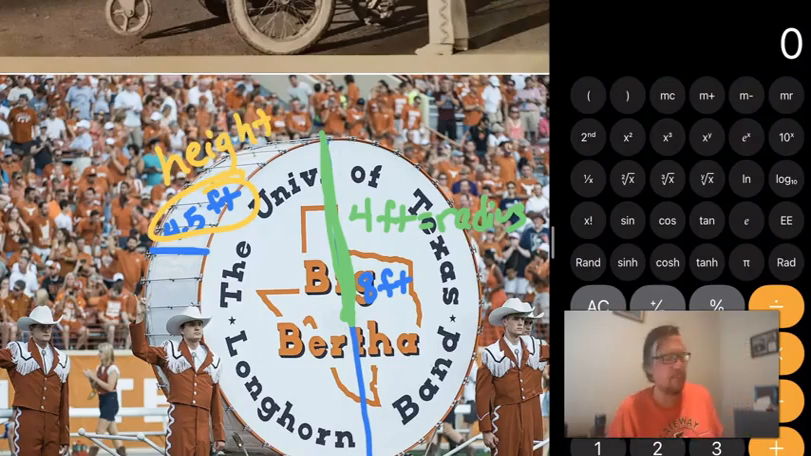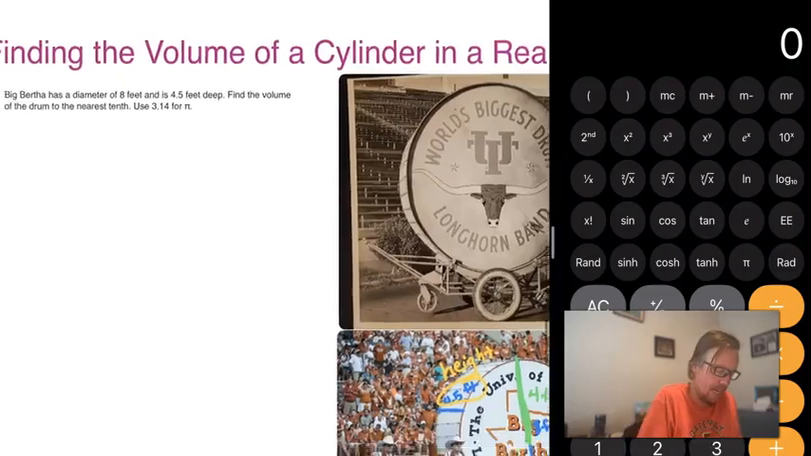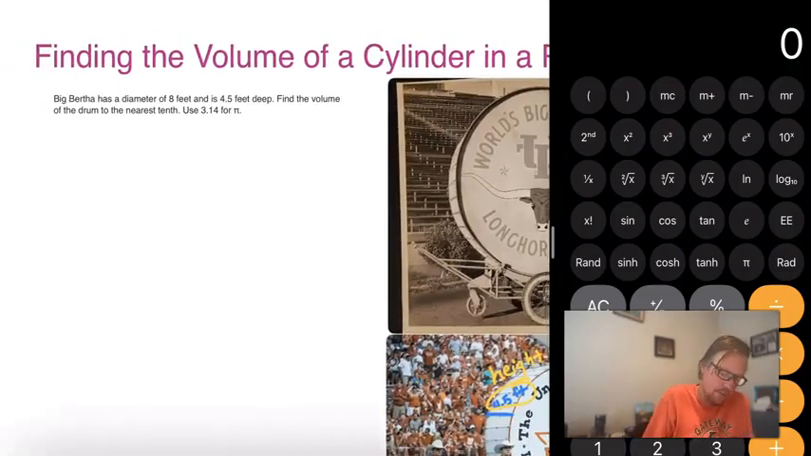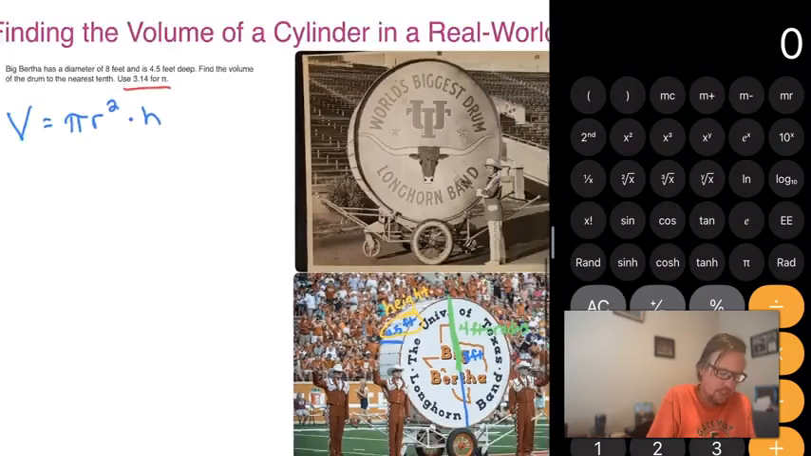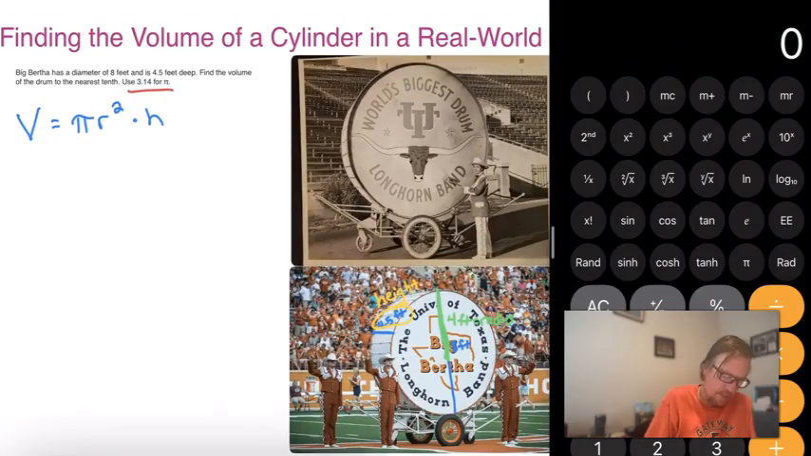The only other value we need, it's not really a measurement, is pi. And the problem says to use 3.14 for pi as usual. So our formula, just to refresh our memories, is pi r squared times h. And we just learned from our diagram, from our picture, that our radius is going to be 4 and our height is going to be 4.5.